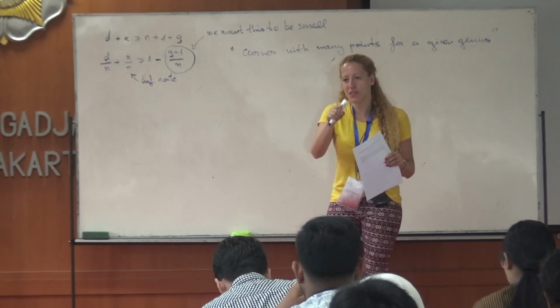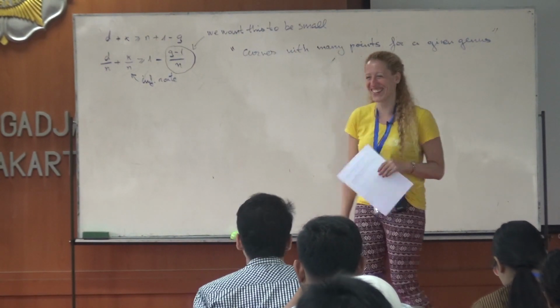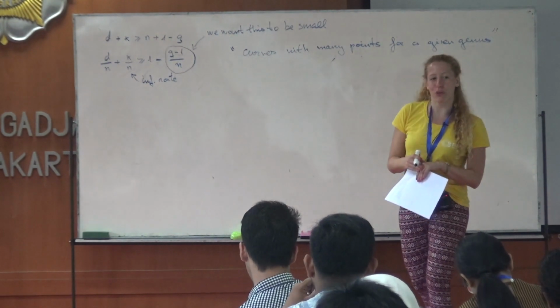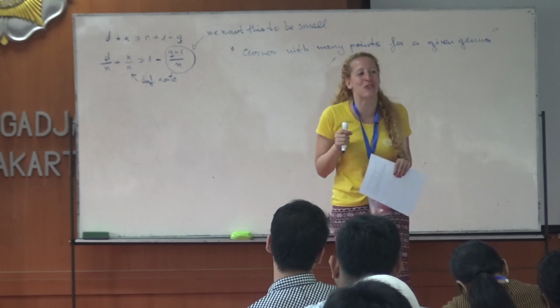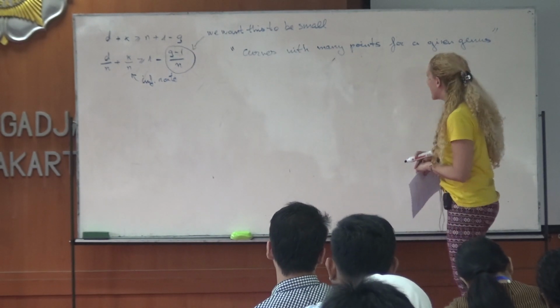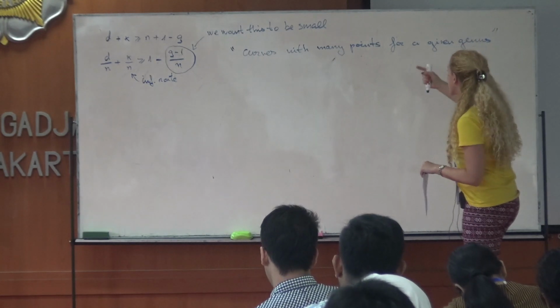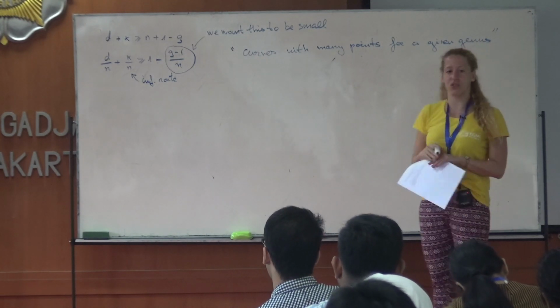I like this because this means you are following what I'm saying. So I'm going to do it on purpose. I'm going to do a small mistake just to see if you correct me or not. Okay, so I was saying the idea is that we need curves with many points for a given genus.